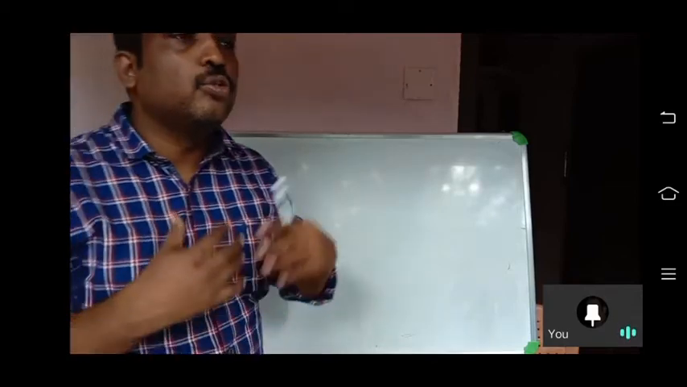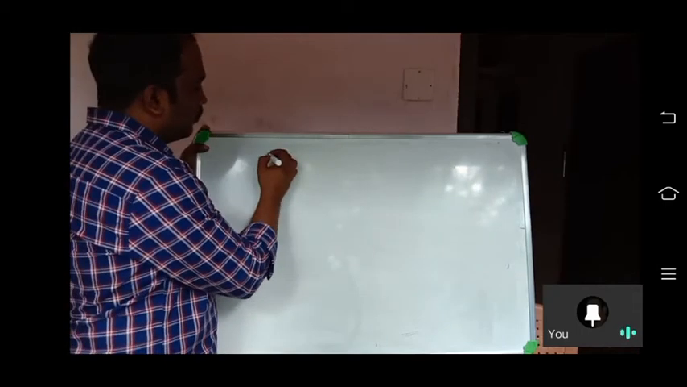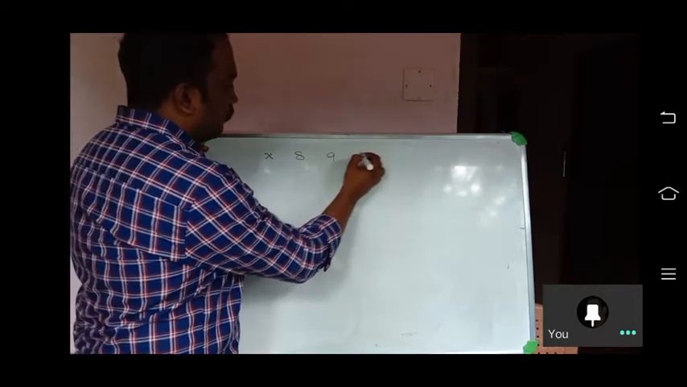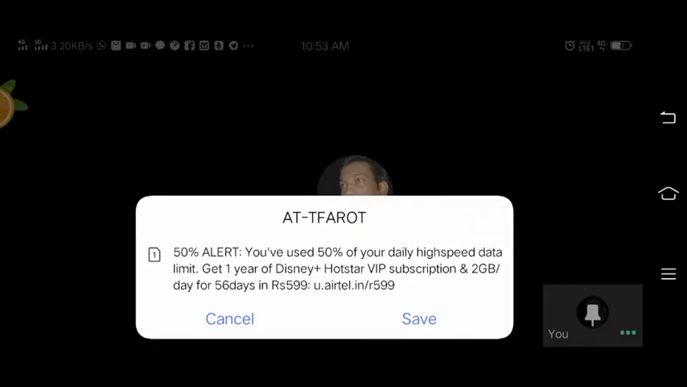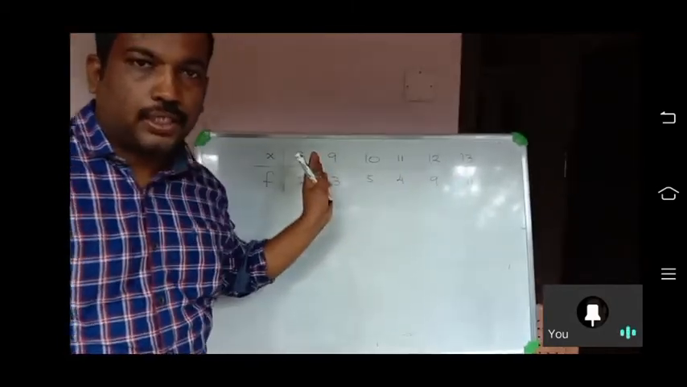But when the data is grouped with class intervals or with frequencies, suppose the frequency is 2, 3, 5, 4, 9, 11. Suppose you want to find the median of this table, the median of this collected information.